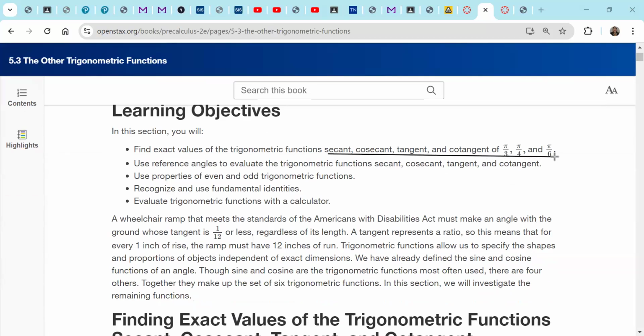and 30 degrees. We will also use reference angles to evaluate the trigonometric functions of secant, cosecant, tangent, and cotangent. We will use the even and odd trig functions, and we will recognize and use fundamental identities in some questions. And overall, we will be evaluating the trig functions with the calculator as well.